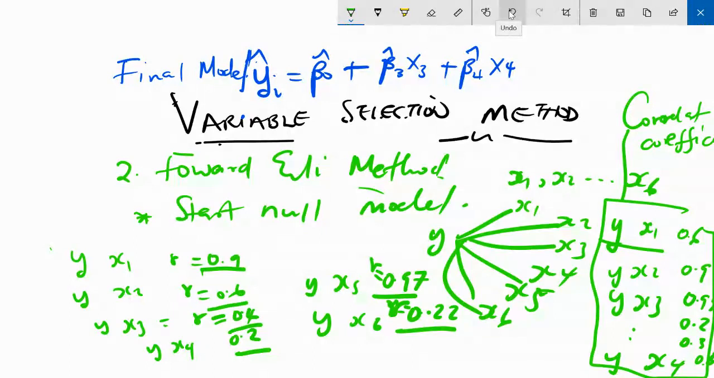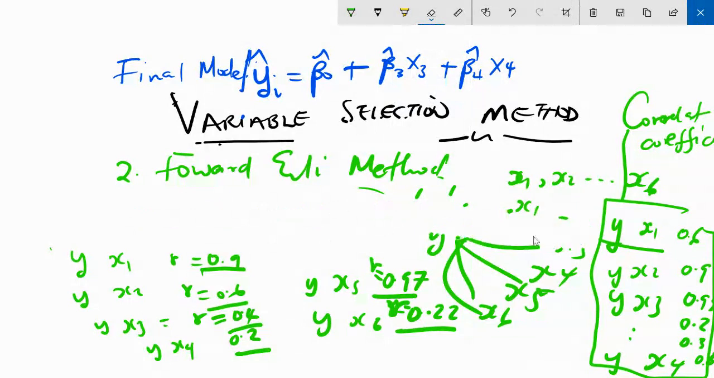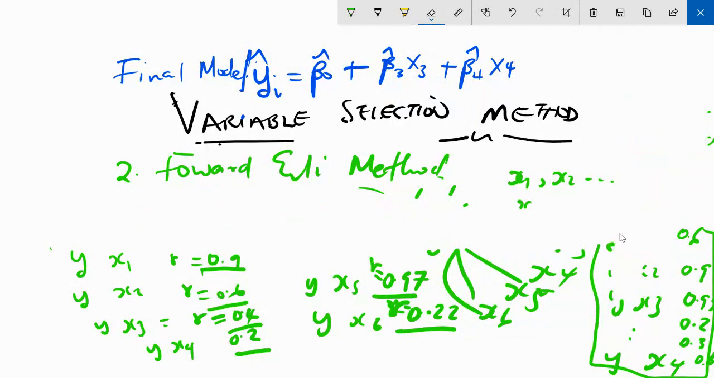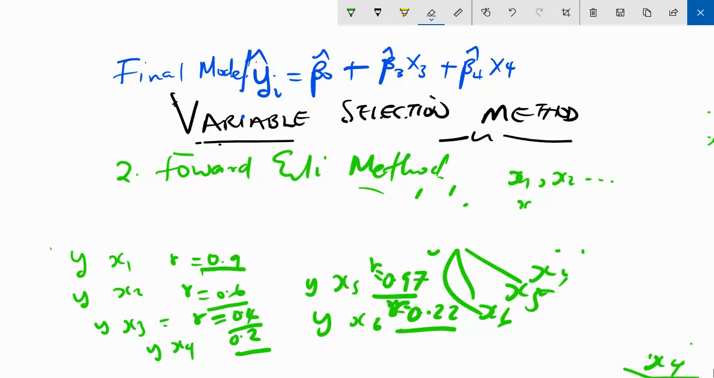I will stop after explaining this one. The stepwise elimination method, we can do it next week. It's not a problem. So it's fine. Now we understand that part. X5 will be entered first in the model.